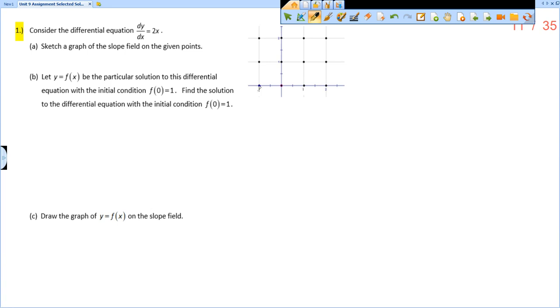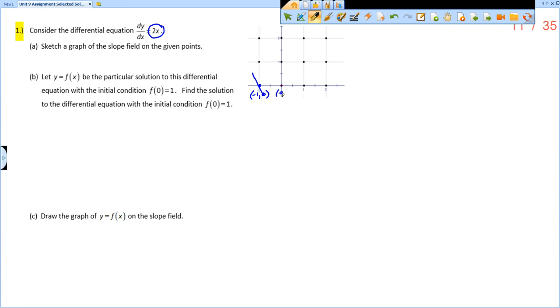So let's start here. Our first point is -1 comma 0. That means we're going to plug that into the differential equation to figure out the slope. So x is -1, and 2 times -1 is -2. So we're going to draw a line segment with a slope of -2. So like that.